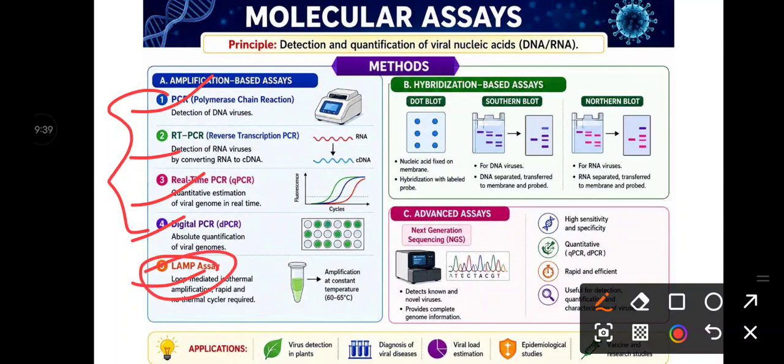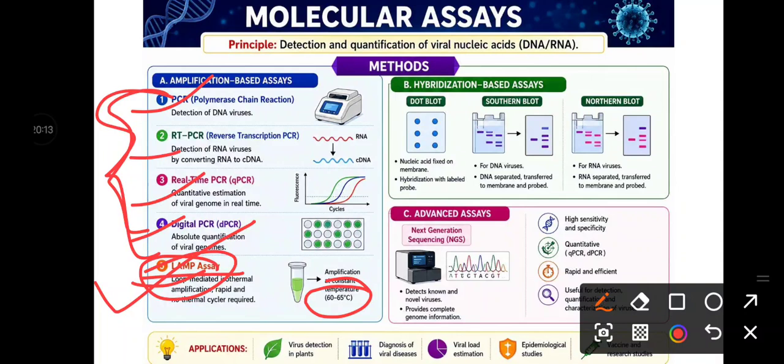How? Polymerase chain reaction is a chain reaction, where at different temperatures different reactions are performed to amplify the particular nucleic acid. But loop-mediated isothermal amplification, isothermal means that the amplification is going on at a constant temperature, generally at 60 to 65 degrees Celsius. So this is an isothermal based method, whereas these are polymerase chain reactions. This is the difference between these two methods.